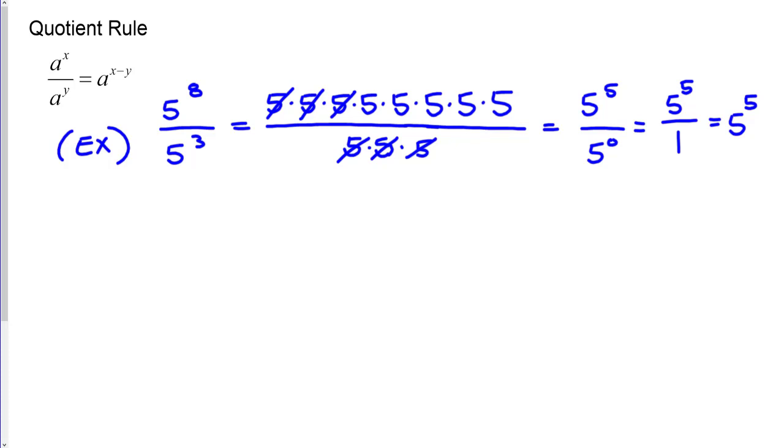Now, what's interesting about the quotient rule is what happens when you have more factors in the denominator than in the numerator. We'll take a look at that when we get down to negative exponents. But the whole idea behind negative exponents comes from the quotient rule.